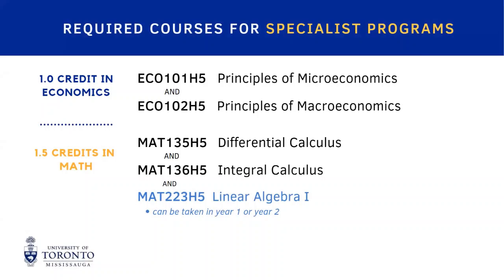Now, students who are thinking of entering the specialist programs, this is the Financial Economics or Economics Specialist, should consider taking 1.5 credits in math in first year. In addition to the 135 and 136, you can take Math 223 H5 Linear Algebra 1, which can be taken in year 1 or year 2.